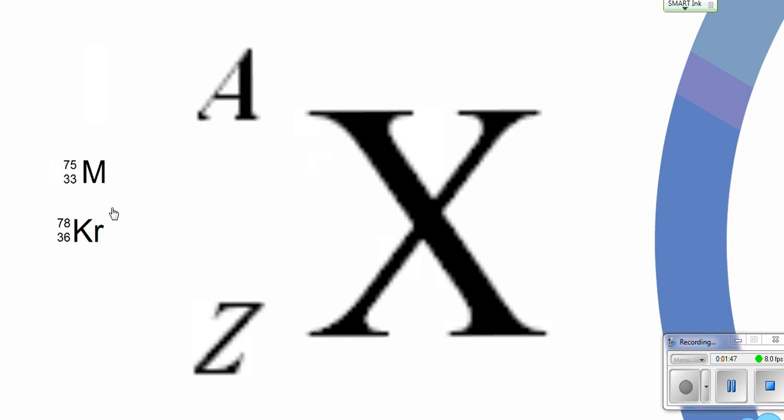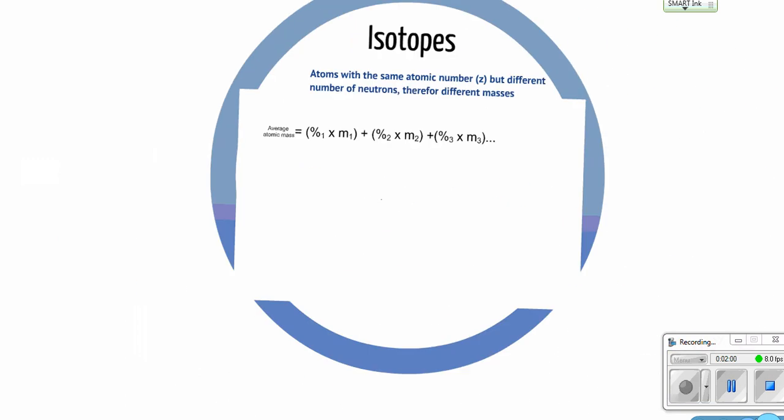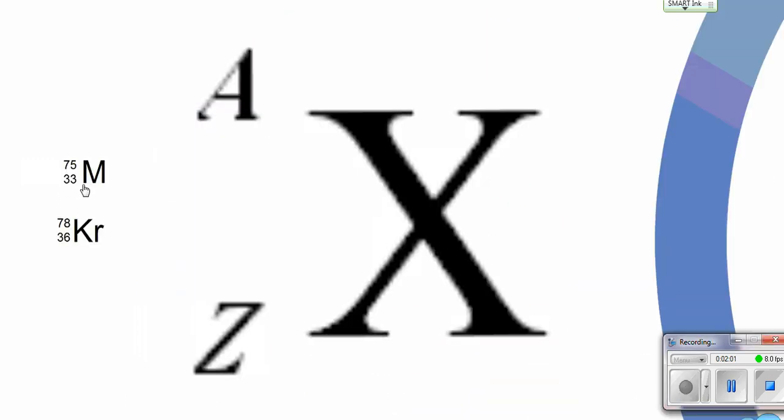So for example, this is krypton 78, because it has a mass of 78. It's krypton because it has 36 protons. Element M here has 33 protons. So if you look at your periodic table, the element with the atomic number of 33 is arsenic. So this is arsenic 75.